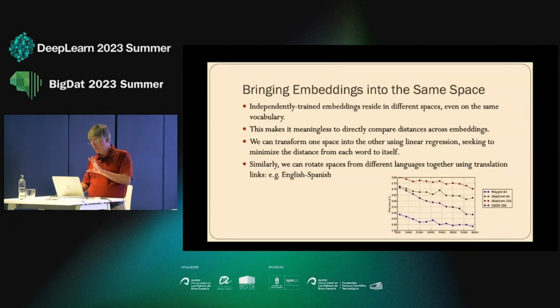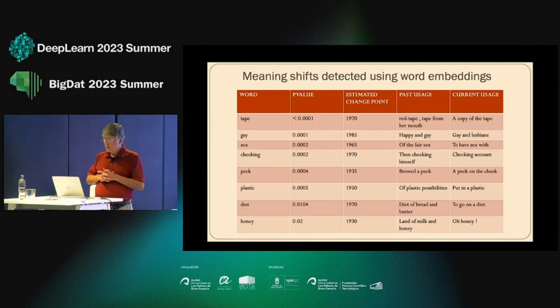Again, you have to first do this rotation. That's what I'm trying to talk about here, to bring the spaces together. Once you've done that, you can now look at what are the words that have moved the most over the course of these 100 years. And these we found very, very interesting. Gay was, I think, the word that moved the second most in this time.